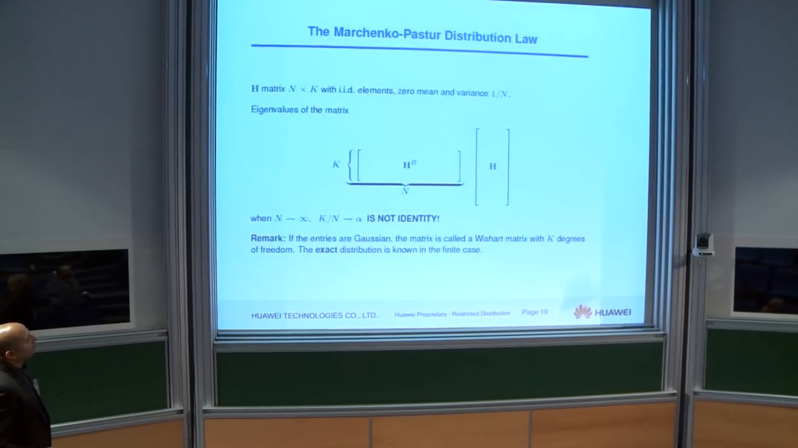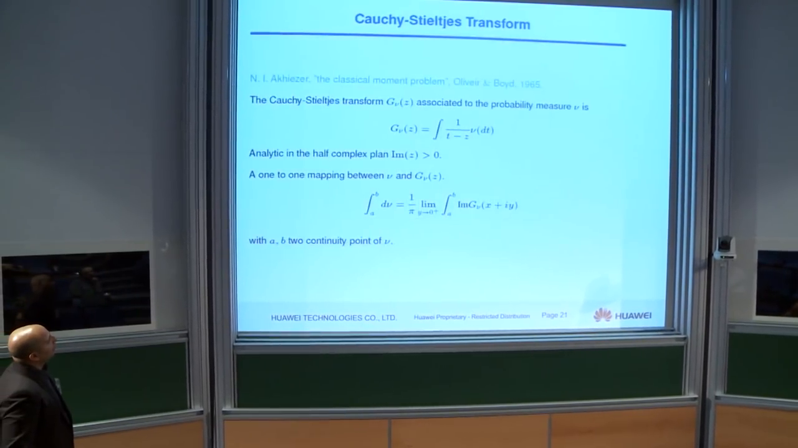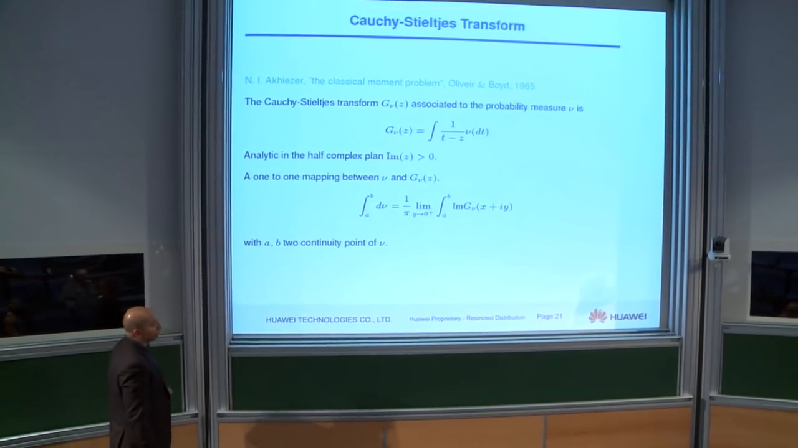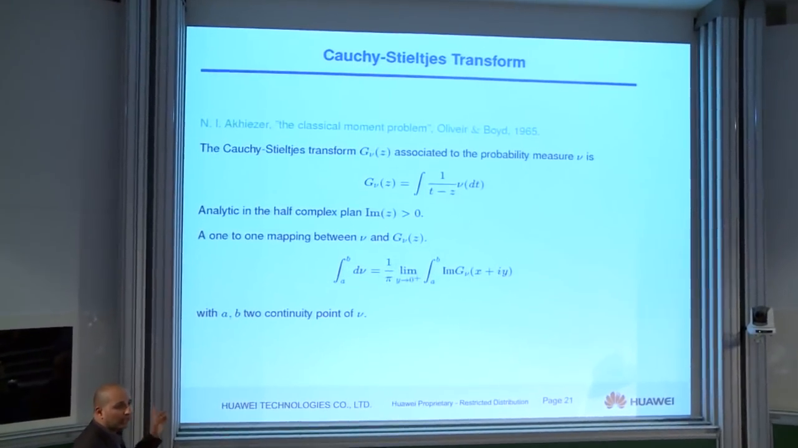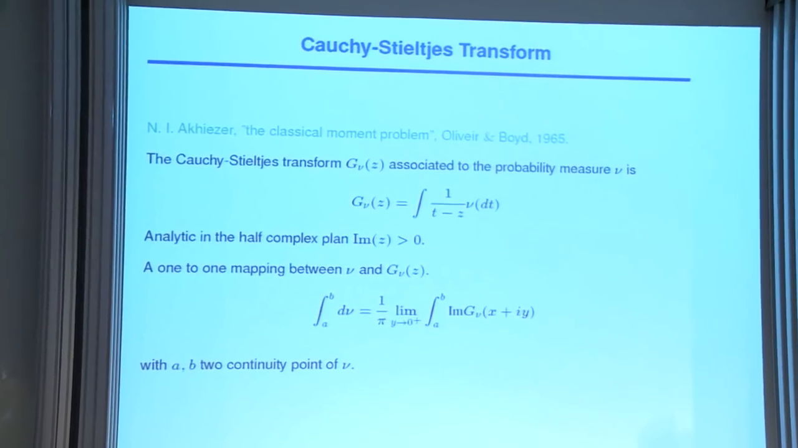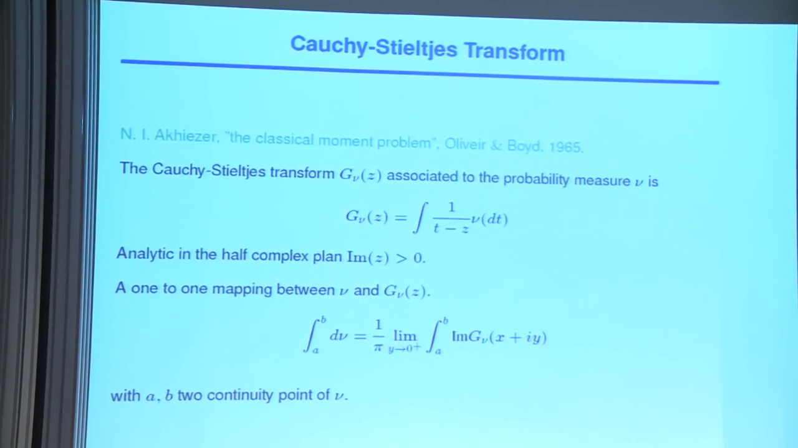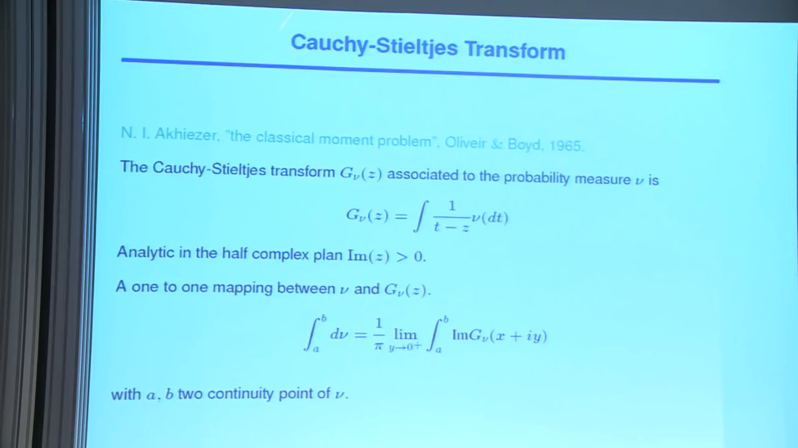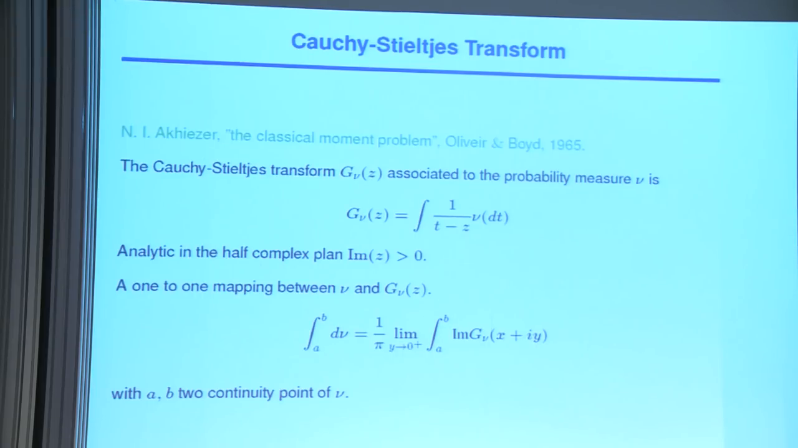Okay, so let us continue now. Of course, to solve the more complicated cases, people do not use the moment method that I showed you before. They use something called the Cauchy-Stieltjes transform. It depends first if you are on the European side or the American side. On the American side, they always call it the Stieltjes transform, and in Europe, they call it the Cauchy transform. There is always a fight, but let's call it the Cauchy-Stieltjes transform here. So what is the Cauchy-Stieltjes transform?